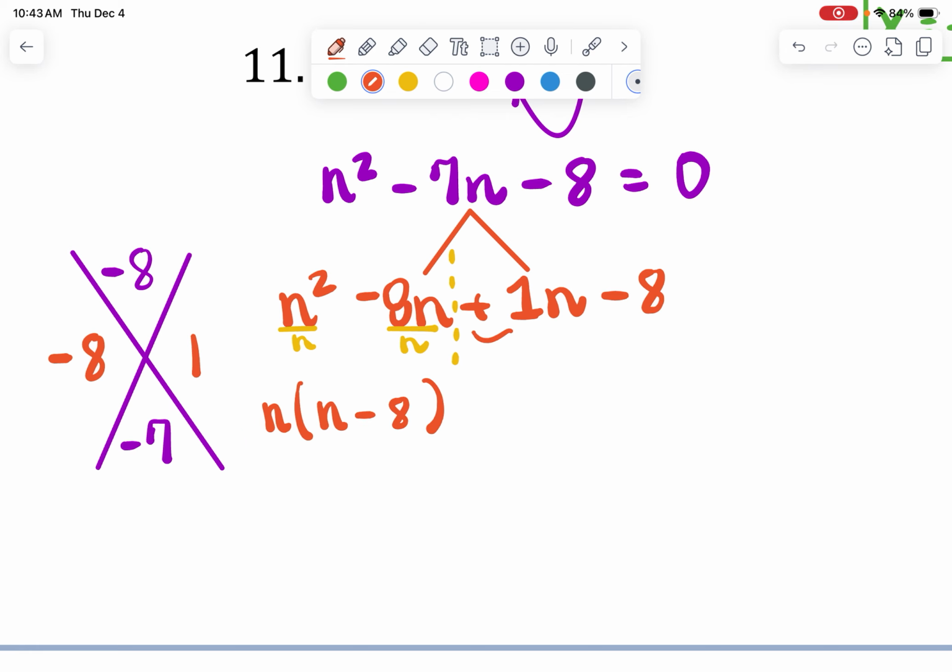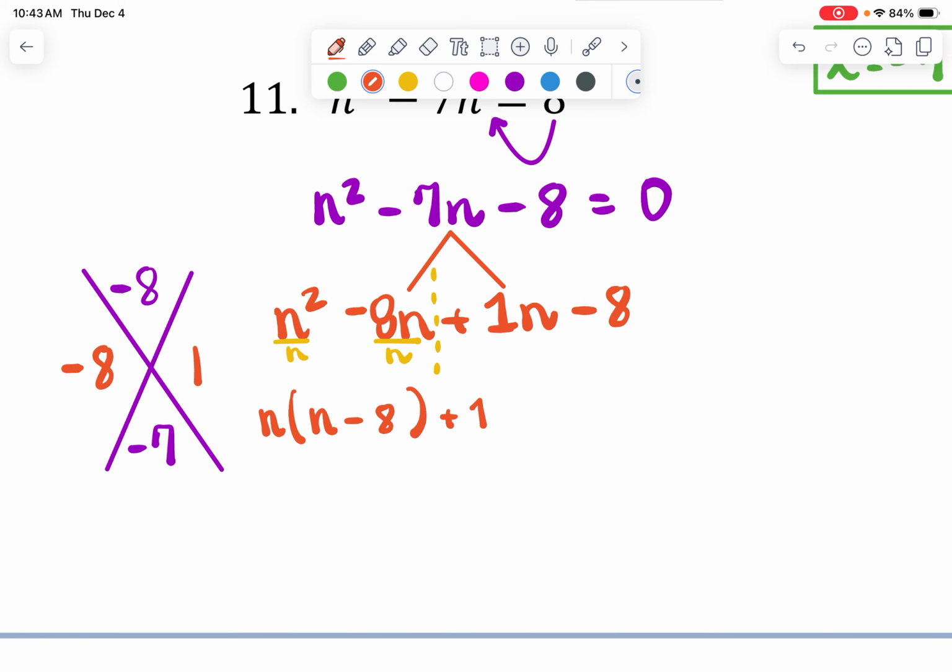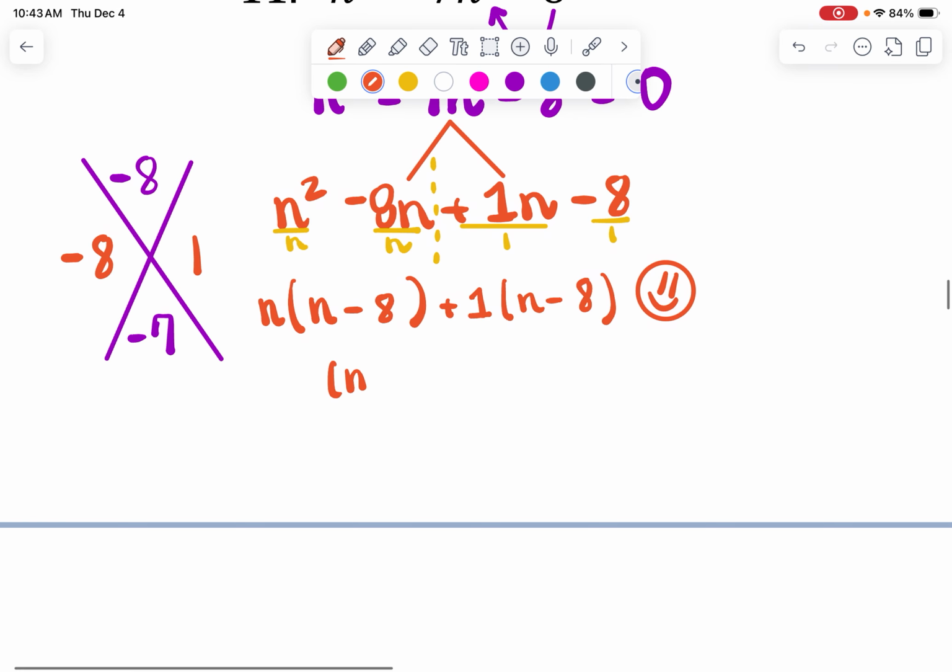And then on my other side, the only thing that 1n and 8 have in common is a 1. And yes, I'm going to write plus 1. So now I'm dividing everybody by positive 1, which is still, of course, going to give me n minus 8, which, happy face, that's exactly what I was supposed to get because our parentheses have to be identical. So now the n minus 8 is the GCF, so we're going to take the n minus 8 out, and then the leftovers on the outside are n plus 1.